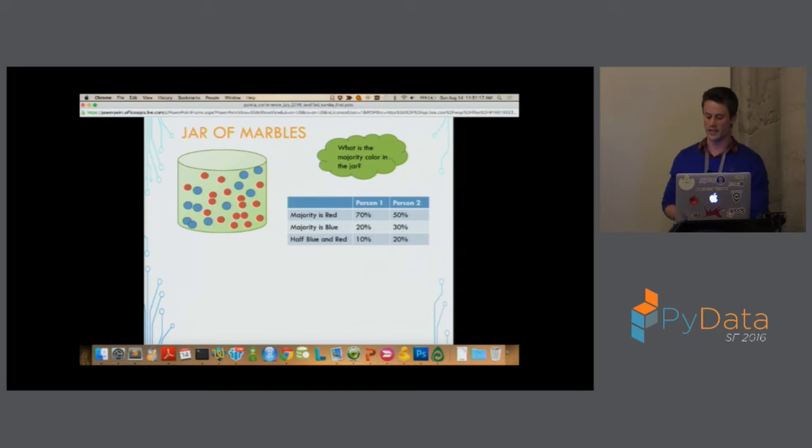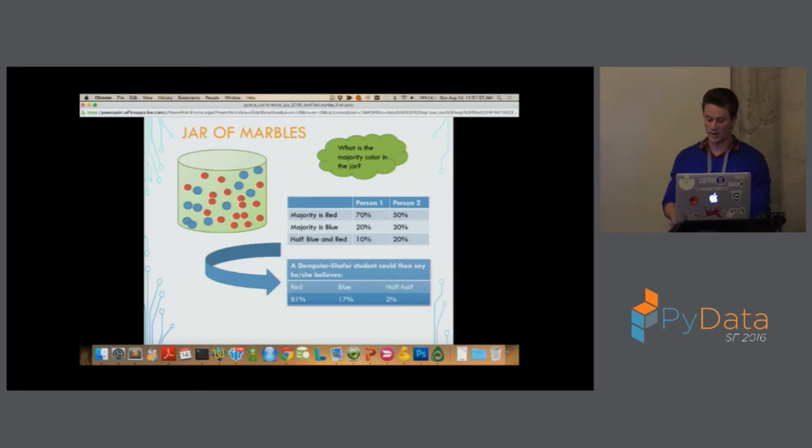So one initial guess, if you were just talking to these people and you say, okay, it seems like the majority is red, maybe you would average the two majorities from those two people and come out at like 60%, right? But Dempster-Shafer actually finds that agreement, so we get a much larger final degree of belief for the majority of colors in that jar being red. You can kind of see it steals some of the degree of belief from that half-half situation, because we don't have that much agreement. So it's penalizing the disagreement between those two people a little bit.